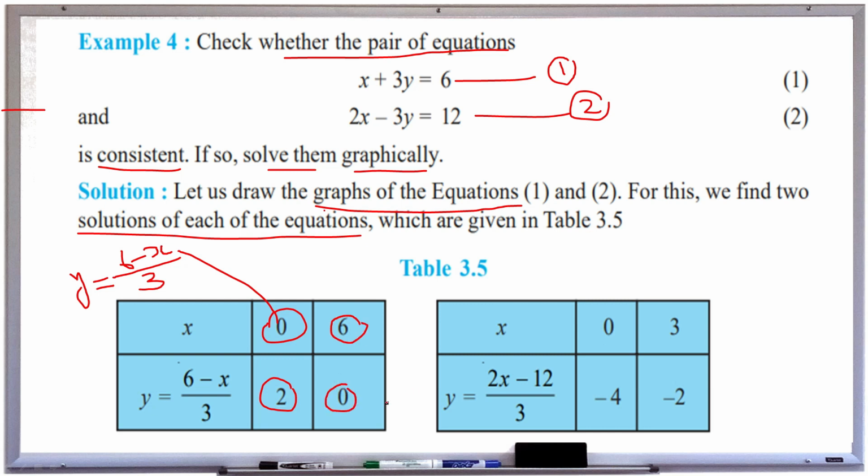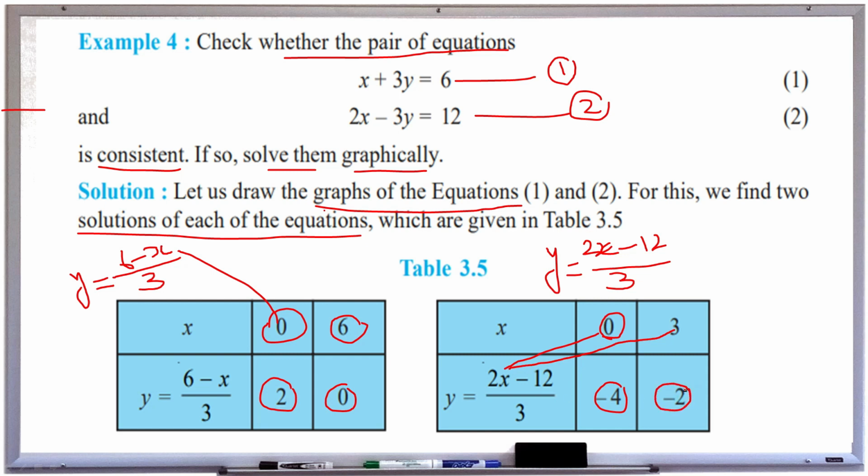The second equation you can write in terms of y the same way. The equation is 2x minus 3y is equal to 12, so y is equal to (2x minus 12) divided by 3. Why should we write the equation in terms of x or y? To get the solution. So put the value x is equal to 0, you will get y is equal to minus 4 by putting this value in the equation. Put the value x is equal to 3, you will get y is equal to minus 2.